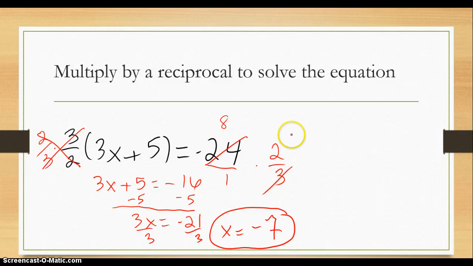Make sure you reduce if possible. If you don't reduce, you multiply across, and you'll get the same solution. So plug this back into the original problem, and you should get negative 24 out. You can use mental math to check that as well.